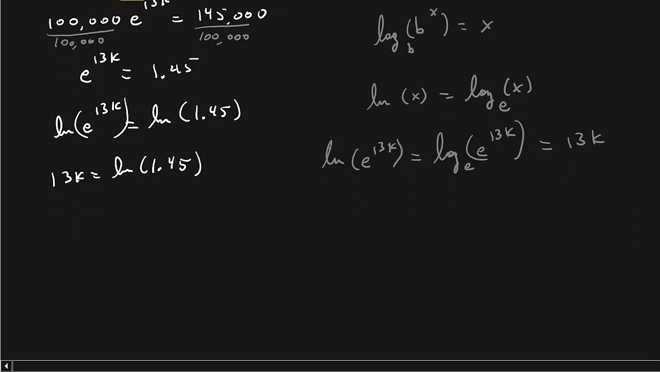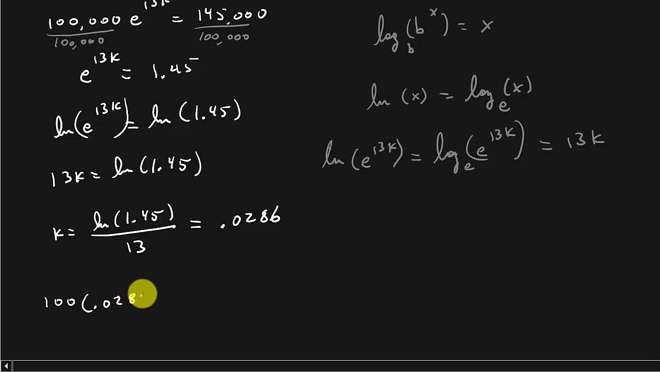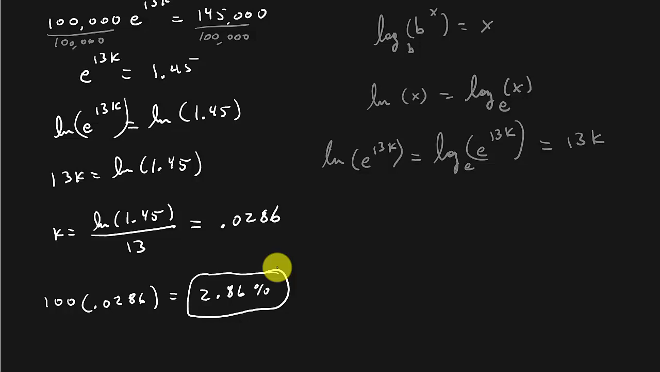And so now we get k is equal to the natural log of 1.45 over 13. And so this is equal to 0.0286. And they want to know the percentage of increase. So we have 100 times 0.0286, which is equal to 2.86%. All right. There was no calculus involved in that, right? We didn't even have to take a derivative to work that problem.